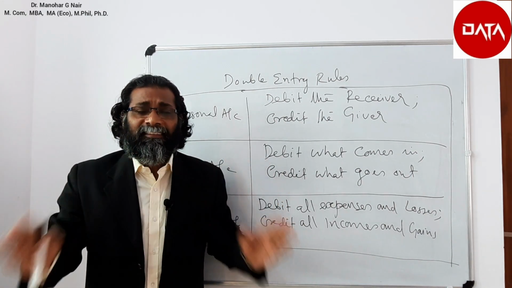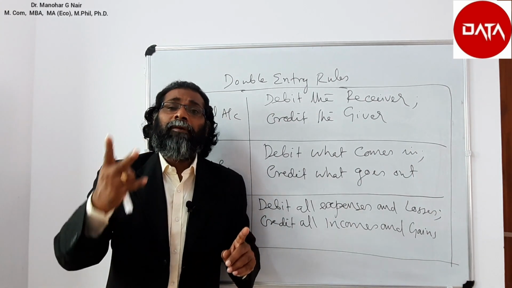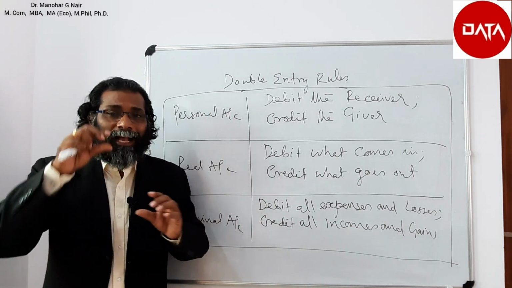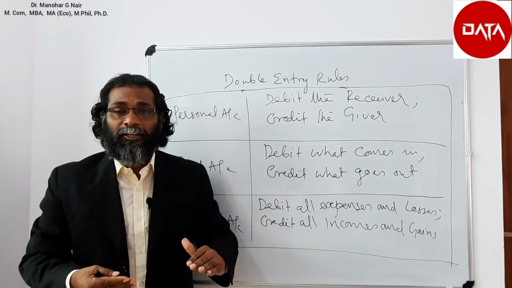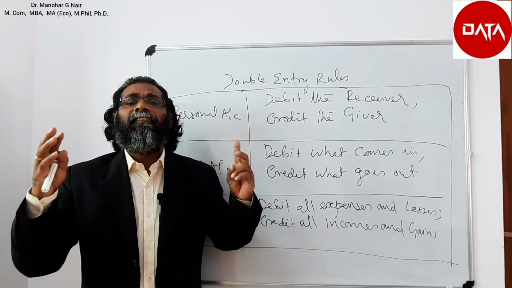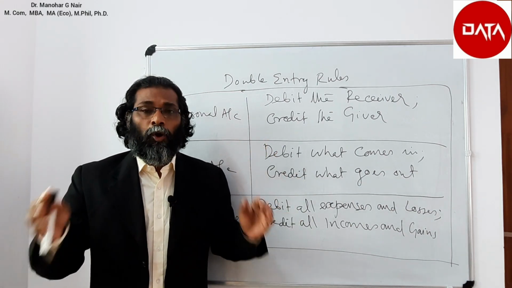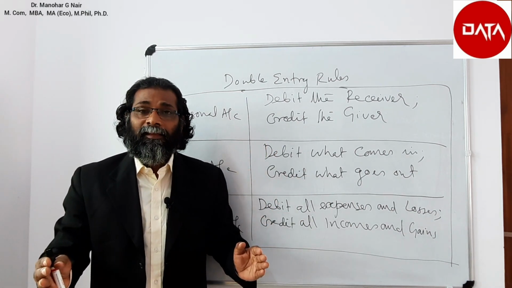For every transaction, there will be a minimum of two elements, two aspects, known as the debit aspect and the credit aspect. For every transaction, there will be two aspects. Hope this concept is clear.